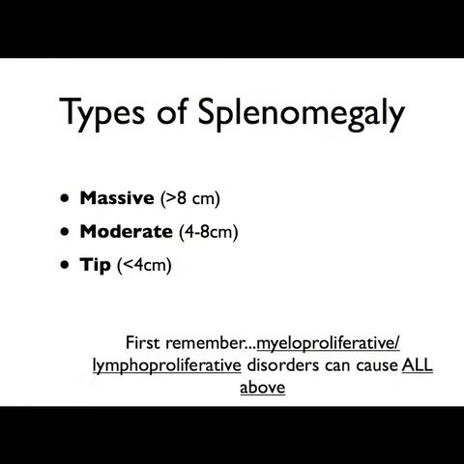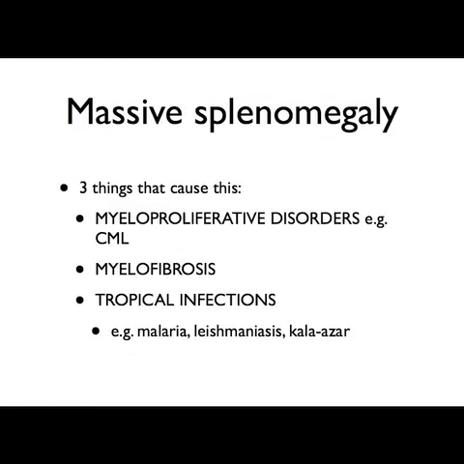Always remember that important causes are myeloproliferative disorders and lymphoproliferative disorders. So I might bang on a bit about that. As always. So, causes of massive splenomegaly, myeloproliferative disorders. In particular, there's one that causes CML. CML, not a nice condition.